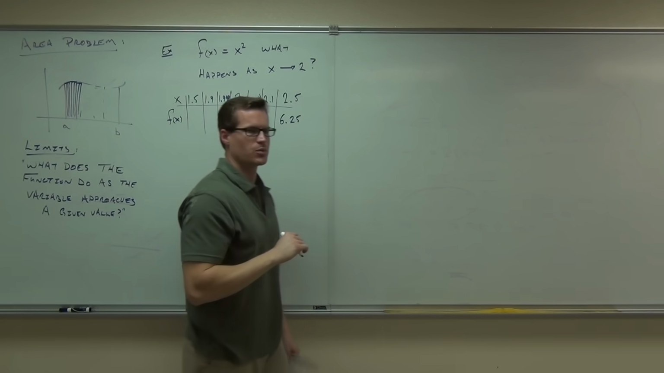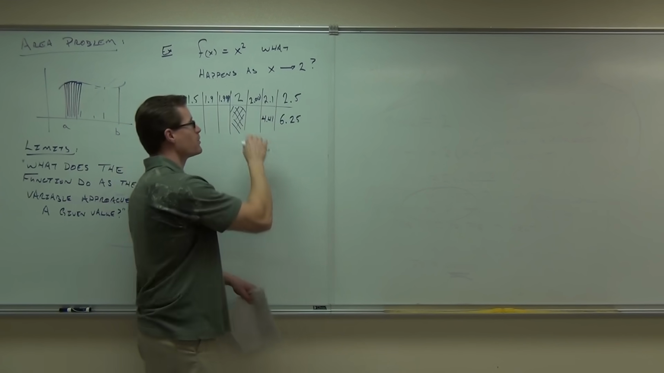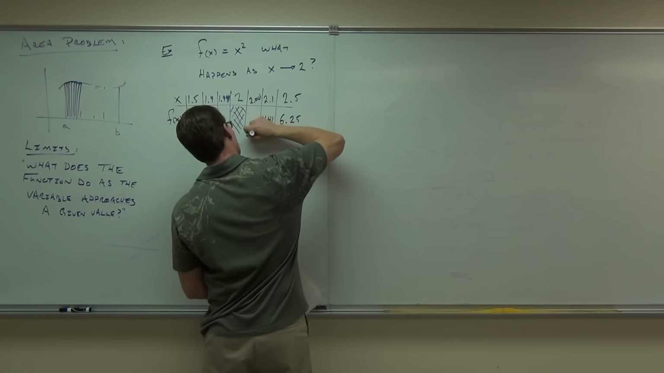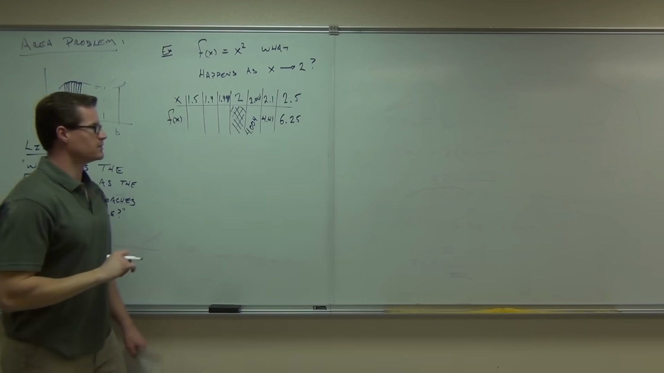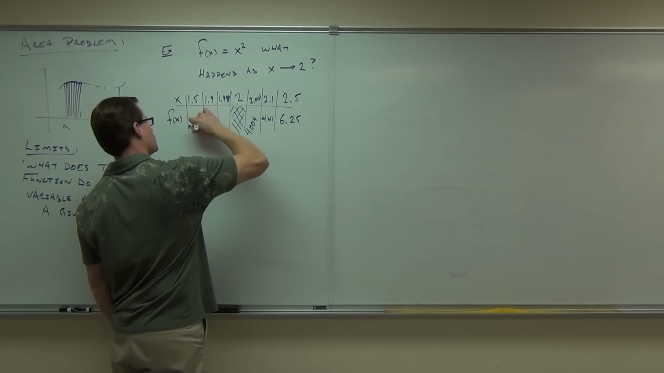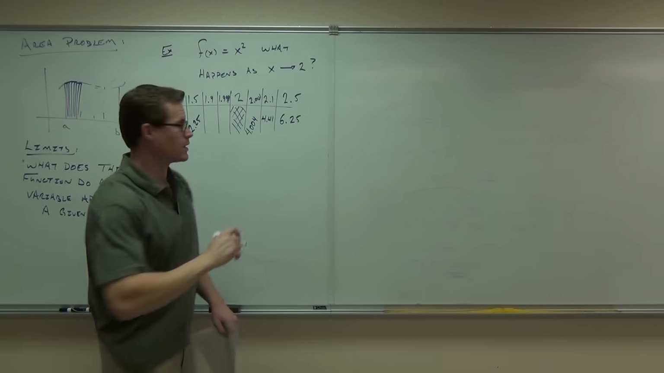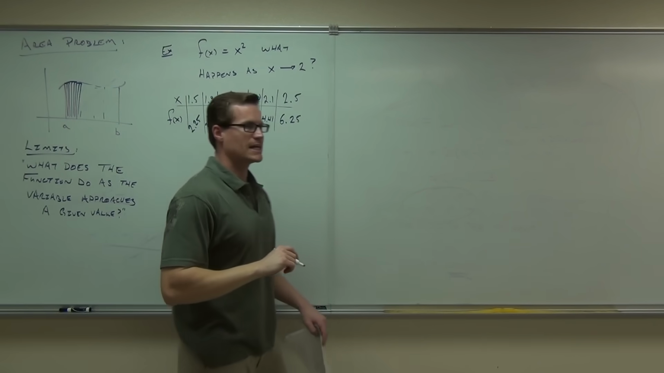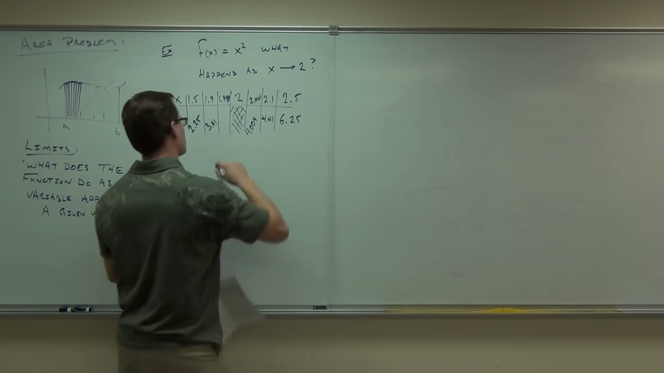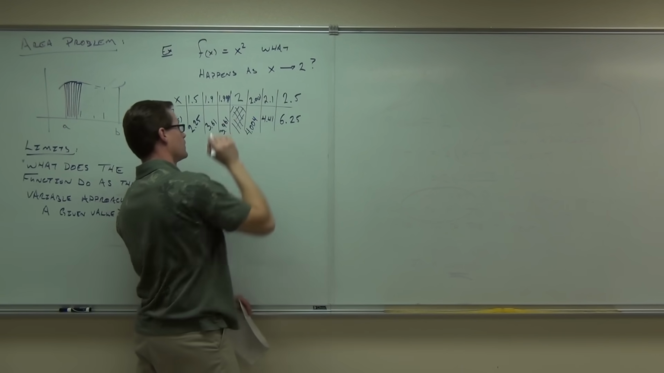Plug in 2.1, someone out there. Tell me what you get when you plug in 2.1, would you? 4.41? Okay, that's closer to 4. Tell me what you get when you plug in 2.001. 4.004001. How about that? Like that? How about 1.5? Oh, that's 2.25, isn't it? How about 1.9? Plug in 1.9. What do you get when you do that? X squared. 3.61. And now do 1.999. What do you get? 3.996. Okay, cool.